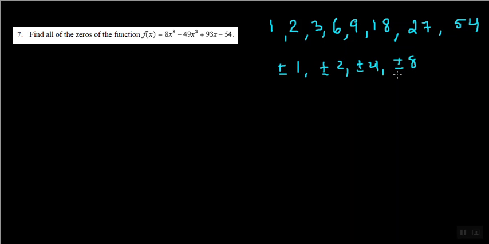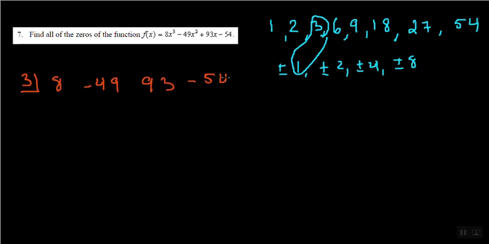So let's put our thinking caps on and try and think about this logically. So what we can do is we can try a very simple number. So 3 divided by 1, and let's just see what happens. So we can use synthetic division. So 3 is going to be in this box here. So 8, negative 49, 93, and negative 54.